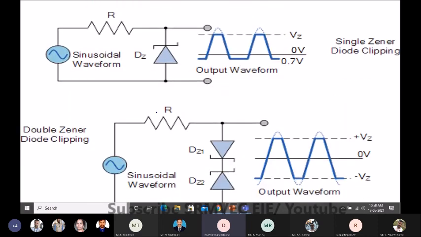How can this be used in a regulator? Here you can see the diode, and we know that the Zener diode is always used in a circuit in reverse bias condition. The AC signal is applied through a resistor, and it comes here. When the input is positive or negative, what will happen? It is reverse bias.